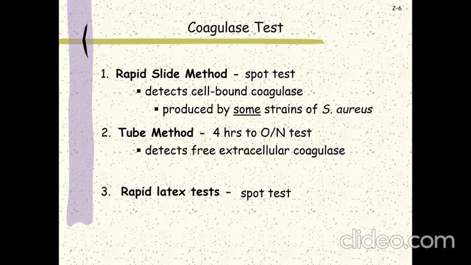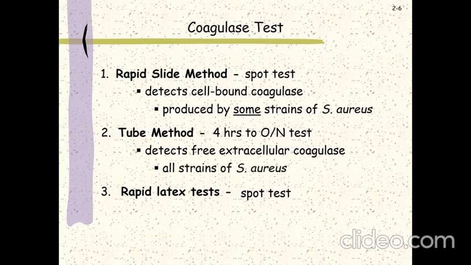The rapid slide method works somewhat. It's produced by some strains of Staphylococcus aureus. But the tricky part here is that we could call it positive based on this, but we really can't call it a true negative. Since it's only produced by some strains of Staphylococcus aureus, we haven't fully tested if it is Staphylococcus aureus. So if it's negative with this test, we're not done yet. If it's a positive, then yes, we could report it out as Staph aureus.